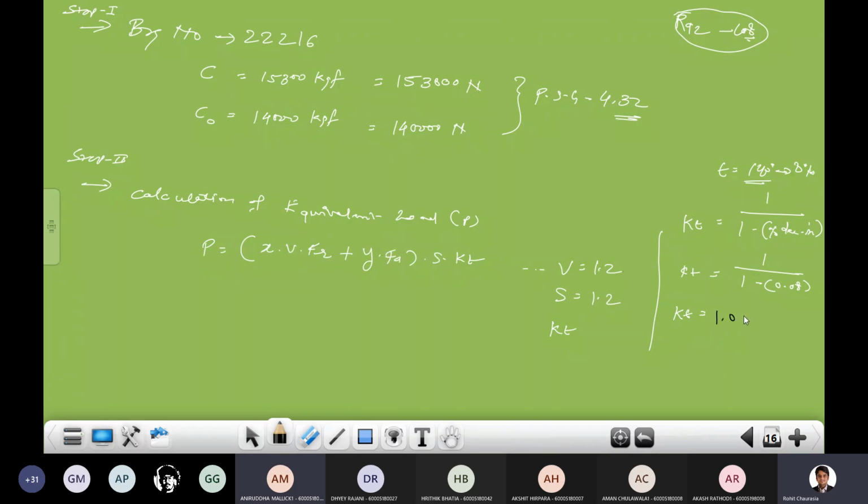1.0869. Yes sir, okay. This is our value, now we know the 1.0869. After that, we have found this value. Now x and y are there, so we'll try to find out the x and y.